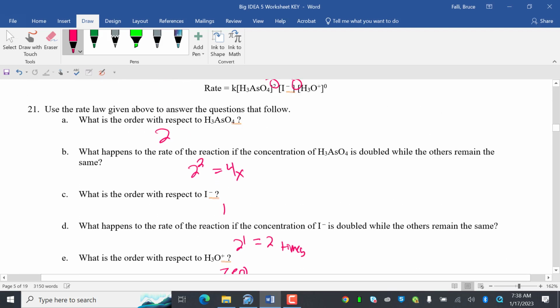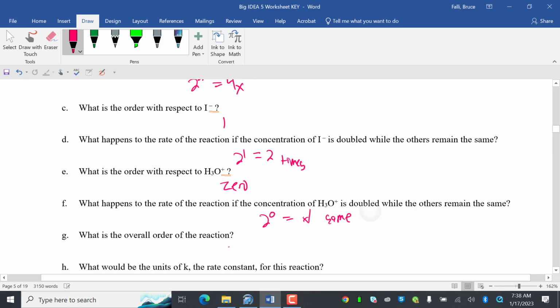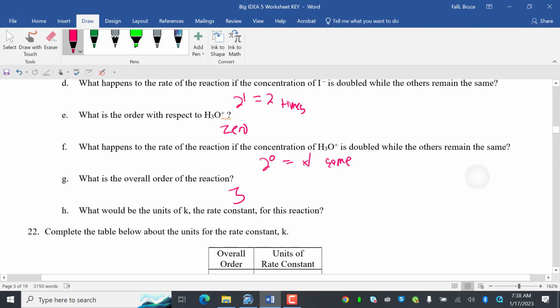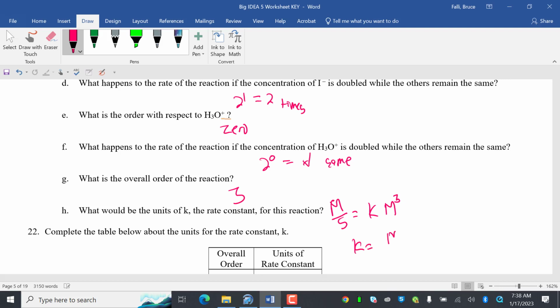What is the overall order of the reaction? I'm adding up my exponents, 2 plus 1 plus 0, which is 3. What would be the units of K for this reaction? So rate is molarity over second equals K times molarity cubed. So K is going to equal molarity over molarity cubed seconds, which equals 1 over molarity squared seconds.